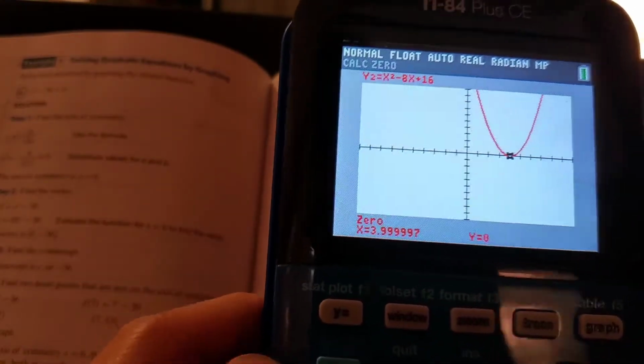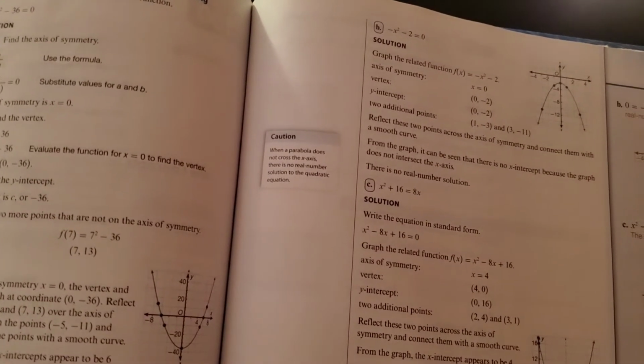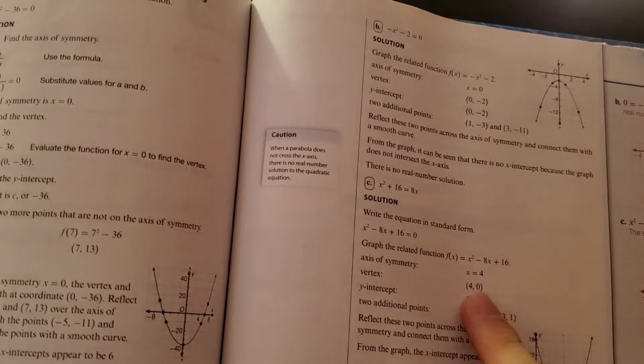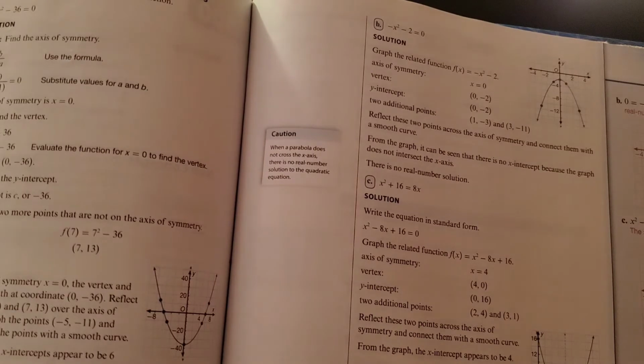Okay, so let's actually check what the book says. All right, let me just move the camera. And look at this right here. If you look right there, it tells you that the vertex is 4. That's exactly what the calculator said. And that's why I didn't want to just go over it on the board because I already taught you how to do that.